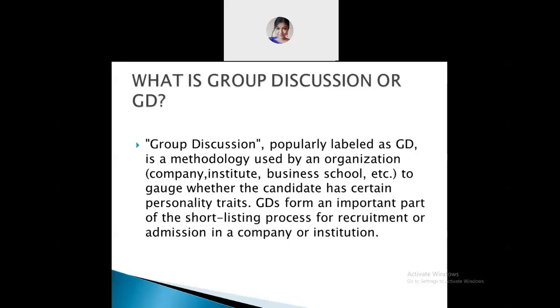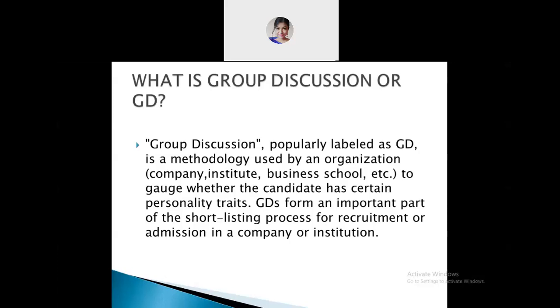It is a discussion that involves different people sharing ideas or opinions related to a particular topic. It is an interactive process where people discuss or share their ideas, opinions or information related to the topic that has been given to them. That is the basic idea of group discussion. GD has become an important part of the recruitment process, and GDs are conducted to shortlist the candidates.